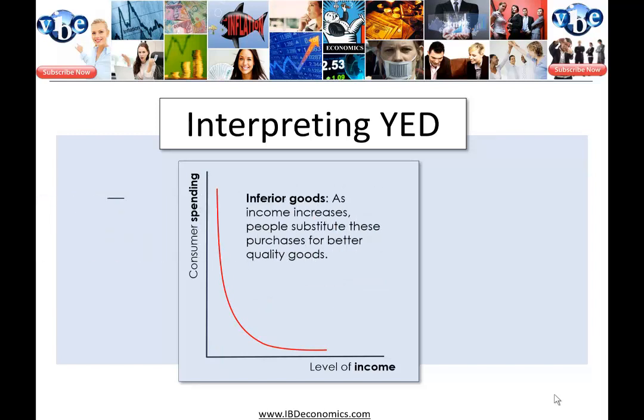And then if we've got the pattern occurring in the opposite direction, as the level of income increases, consumer spending actually decreases. So this indicates an inferior good. As income is increasing, people begin to substitute these goods for better quality goods.